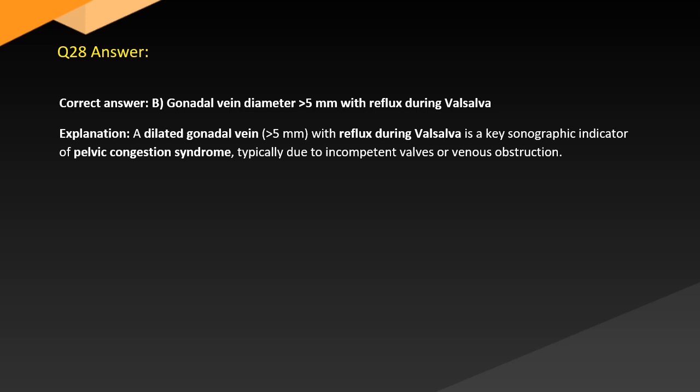Answer. Correct answer: B. Gonadal vein diameter 5 mm with reflux during Valsalva. Explanation. A dilated gonadal vein, 5 mm, with reflux during Valsalva is a key sonographic indicator of pelvic congestion syndrome, typically due to incompetent valves or venous obstruction.